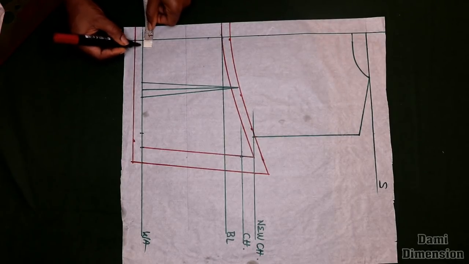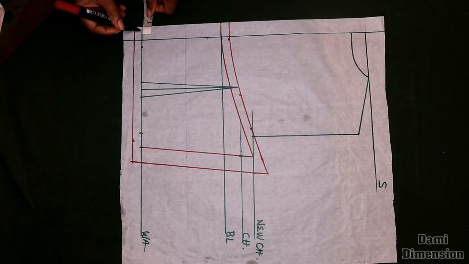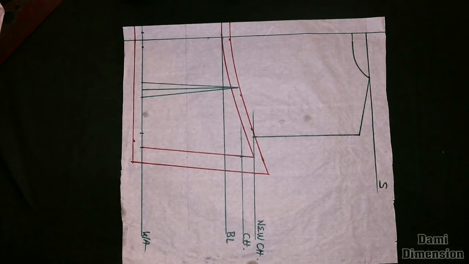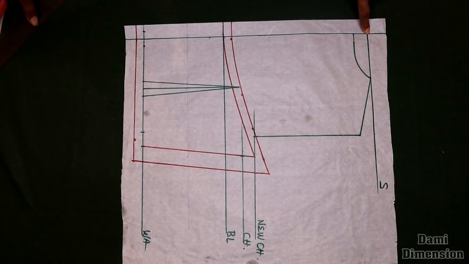Okay, you can take 0.75 if you have a really curvy back. So from this edge as well, I will come in by half inch as well. So whatever you took, maybe half, make sure you take the same thing. If you use 0.75, you should use the same thing. So then you should connect from that point all the way up.